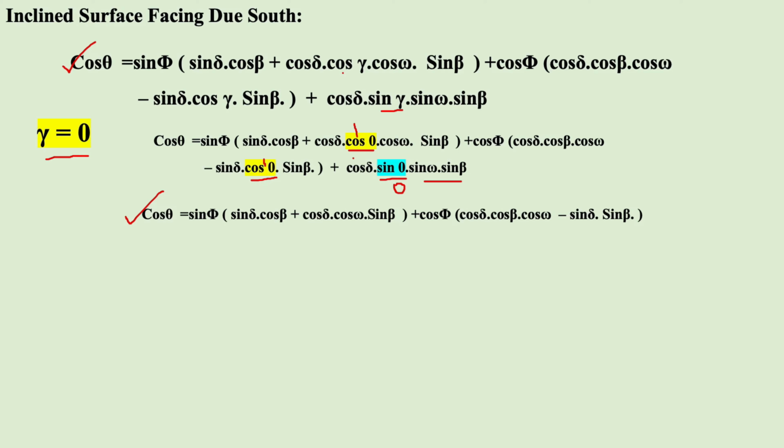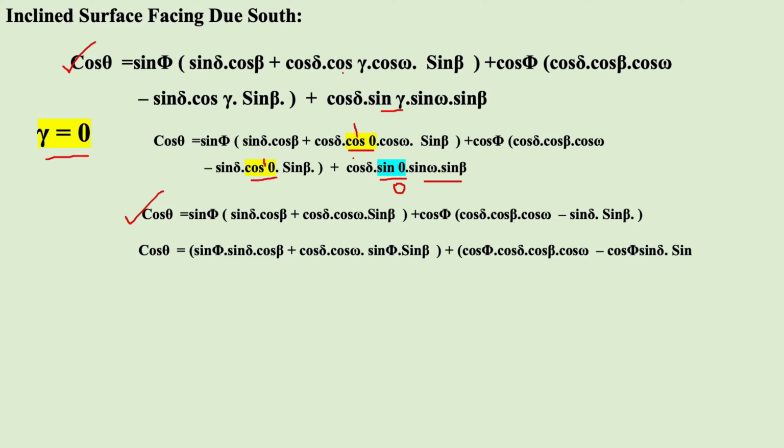Now we have to solve this equation and multiply sin phi with the bracketed term, and cos phi also with the bracketed term, and the new equation will emerge like this: within bracket sin phi sin delta cos beta plus cos delta cos omega sin phi sin beta, bracket close, plus within bracket cos phi cos delta cos beta cos omega minus cos phi sin delta sin beta. Now we will further solve this equation, taking two terms on one side and the other two terms on the other side.